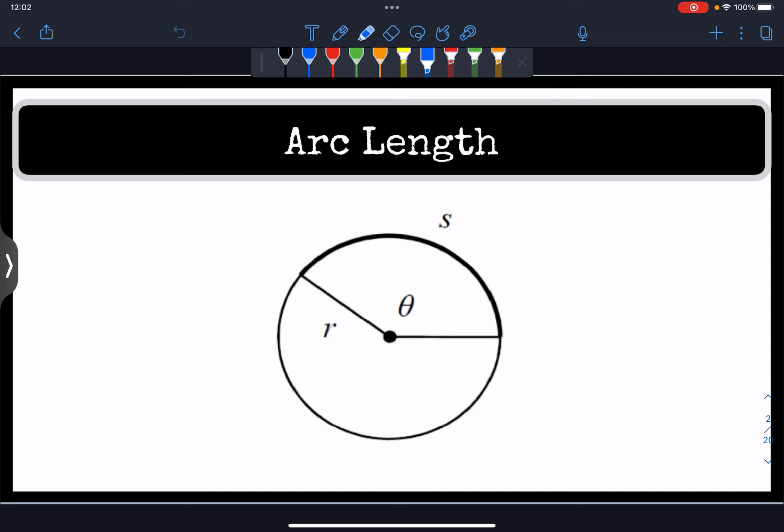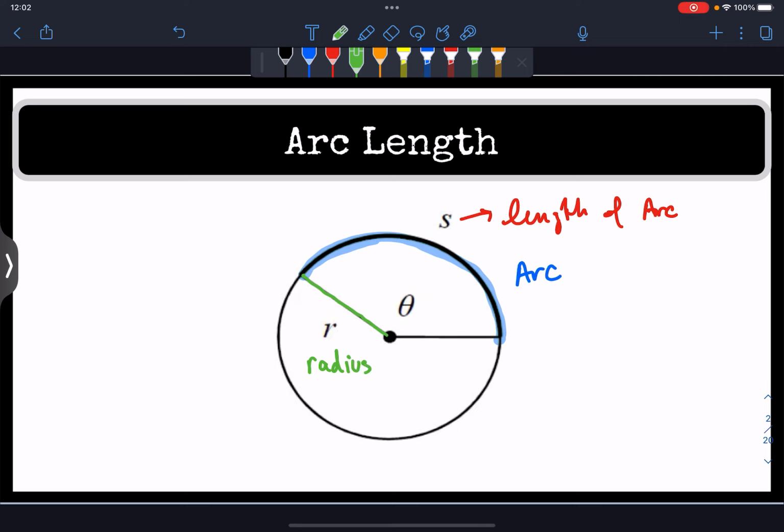The arc length is the distance of an arc, which is this right here. This is referred to as an arc. And S is the symbol that we use to represent the length of the arc. R is your radius, which is this right here, and theta represents the angle.